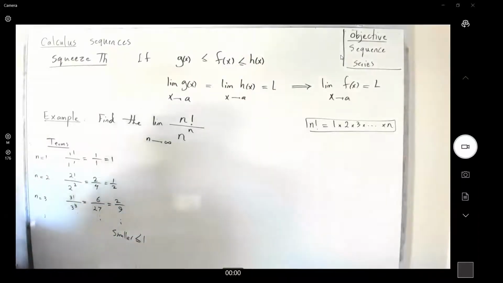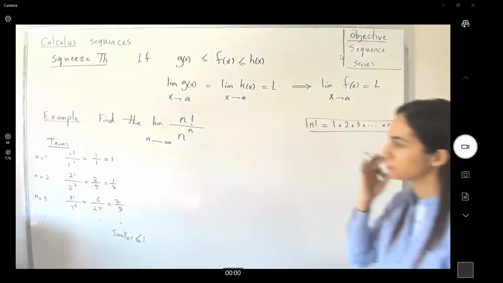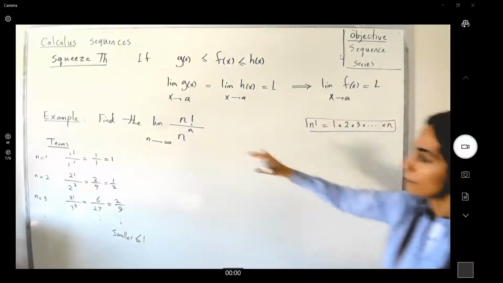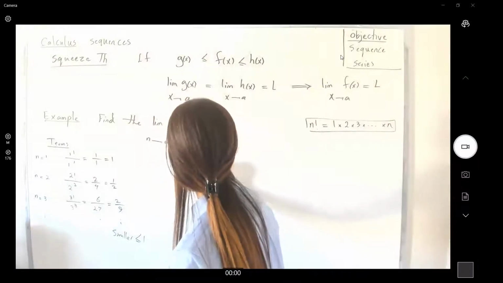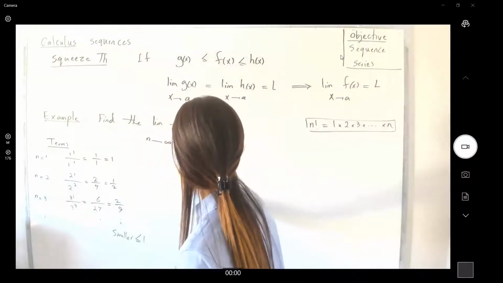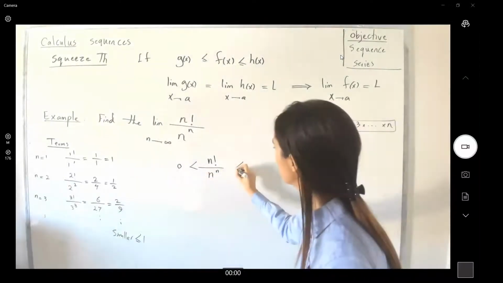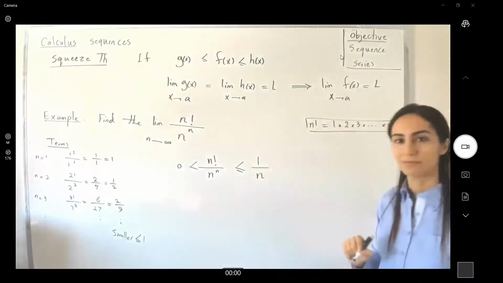These are the terms of the sequence. So it seems like it's getting closer and closer to 0. Very well. Now take a look at your general term. N factorial divided by n to the n. It's in between 0 and 1 over n.